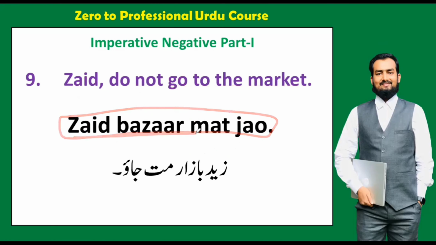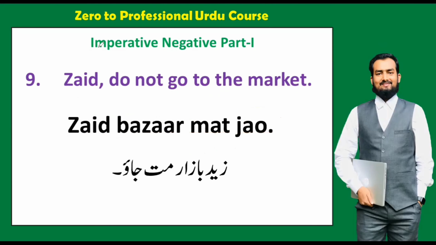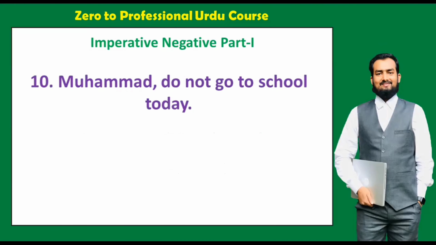So here what I told is that when there is no specific context, in this case we normally follow the structure of deleting na and adding O. Okay, in common. So you will find this a lot. So Zaid do not go to the market means Zaid bazar mat jao. Okay. And the next sentence is Muhammad do not go to school today.